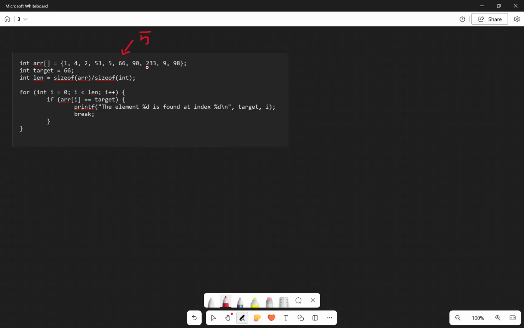So we can say that the body is going to get executed len times, and this one is going to get executed len plus 1, and this one is going to get executed len times. You can write that, but that's actually not correct. You can't say the body is going to get executed len times here because we have this break statement. So once this condition is satisfied, the for loop is going to break.